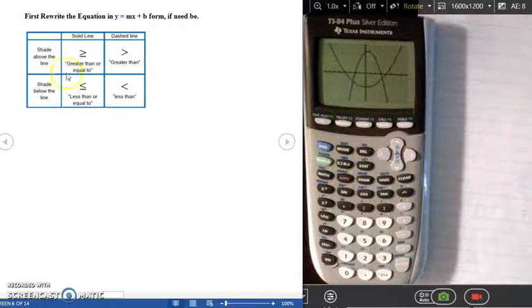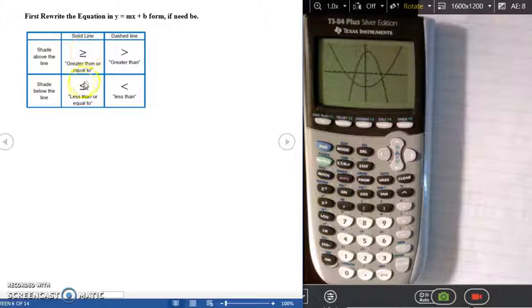In this next equation, we're going to be looking at inequalities. So like I said before, in order to enter it in the calculator, it has to be in the form y equals mx plus b. So you might have to rewrite the equation first, if need be. And then the other thing you're going to need to know is if it's a greater than or greater than or equal to, you're going to shade above the line. If it's a less than or equal to or a less than, you're going to shade below the line. This is for inequalities only.